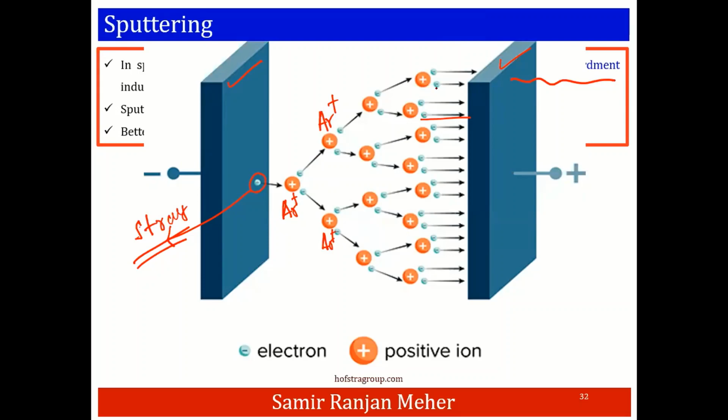This collection of electrons and positively charged ions, together with the neutrals, is what is called the plasma. And the argon ions will be attracted towards the negative target and the electrons will go towards the positive terminal of this particular setup.